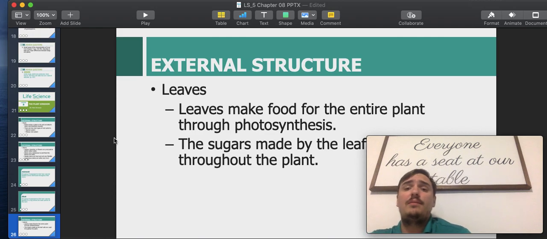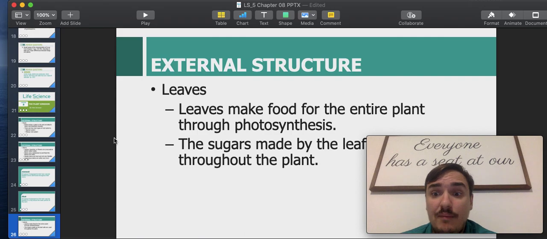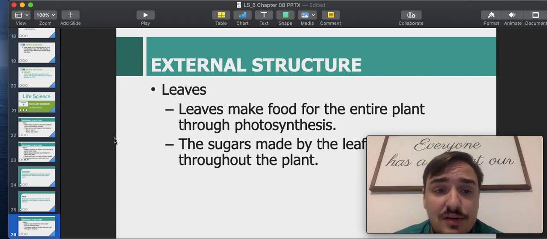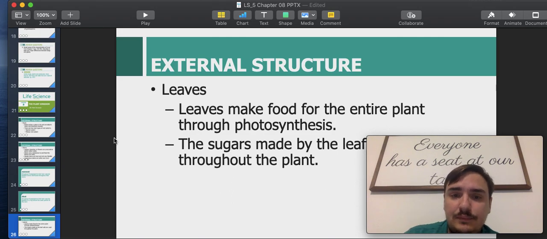Okay, external structures, you have the leaves. Leaves are really, really important because they are going to be responsible for photosynthesis. Basically, all the sugar of the plant, all the glucose that the plant needs to survive, all of that is going to be produced in the leaves. So they're really, really important.